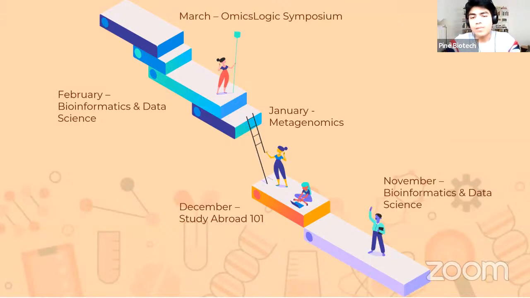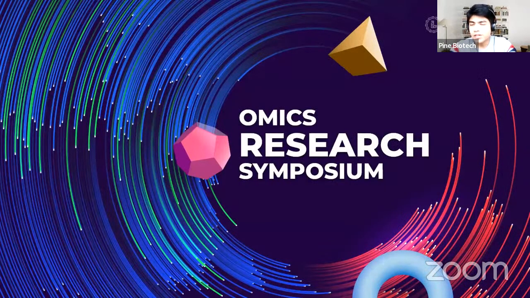A quick reminder about SciOmics. We were having various topics throughout the many months, and in February we had bioinformatics and data science. We will be having many more sessions coming up in the next weeks, and in March, specifically on 31st March and 1st April, we will be having a huge international conference which is known as the Omics Research Symposium. This is a great opportunity for all of you to take part in.